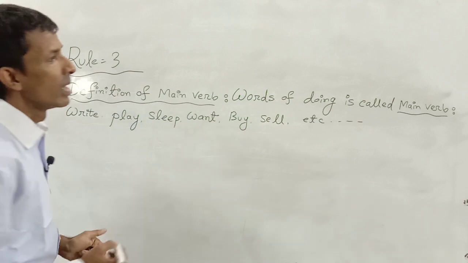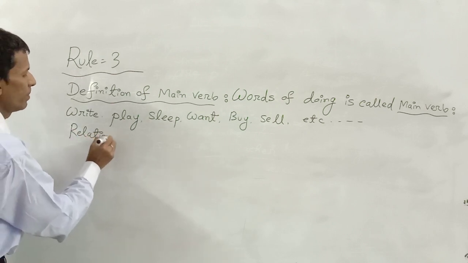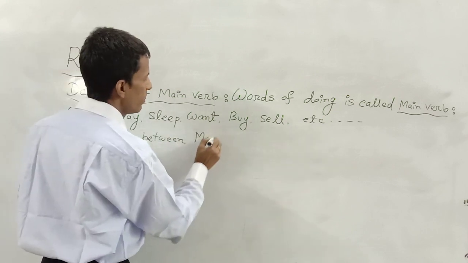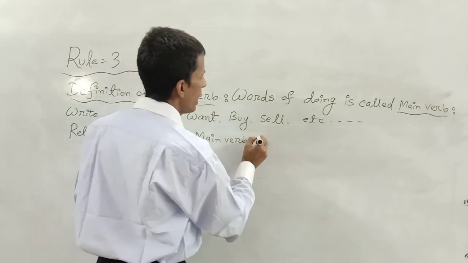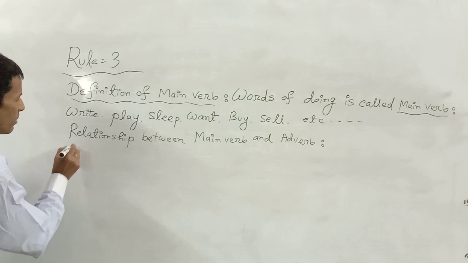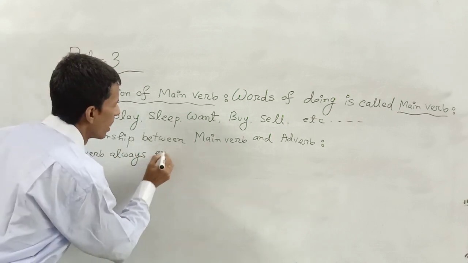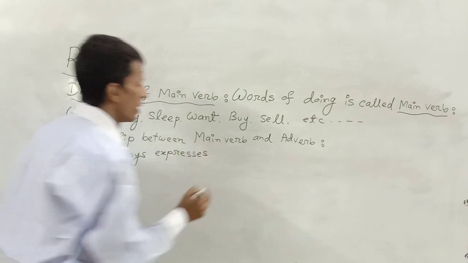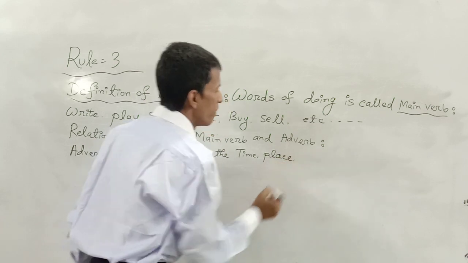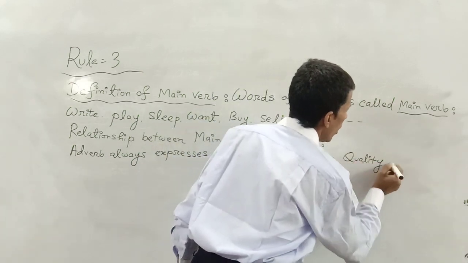Now, what is the relationship between main verb and adverb? Adverb always expresses the time, place, manner, quality of main verb.